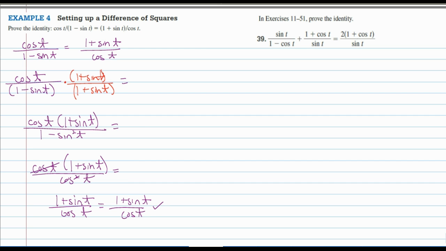The now try problem, example number 39, does have a situation where I can work with the left side or the right side, but the left side seems to me a little bit more complex because I know I can find a common denominator here. So on the left side, I see that my goal is going to have a denominator of sine of t. Well, this one already has sine of t as the denominator. So I'm going to create a difference of squares, not a common denominator, just a difference of squares.